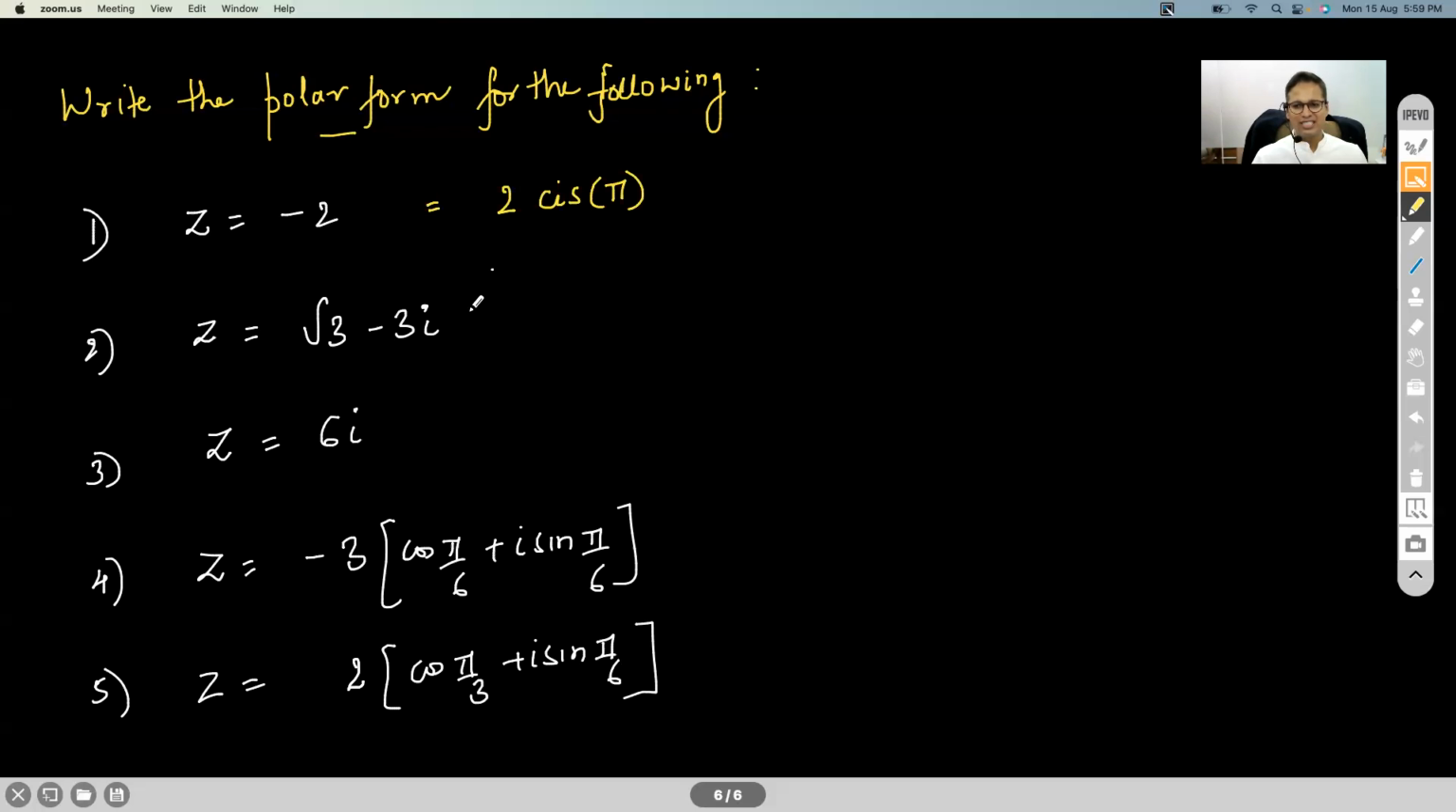Okay. Second one, check. Modulus is root 12. Root 12 is 2 root 3. And here tan phi will be 3 by root 3. 3 by root 3 means root 3. So phi will be 60 degrees. And since this lies in the fourth quadrant, that means your A is positive, B is negative. This answer will be cis minus pi by 3. Clear? Any questions here?